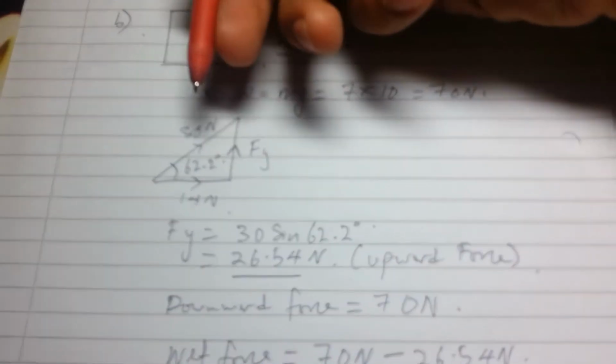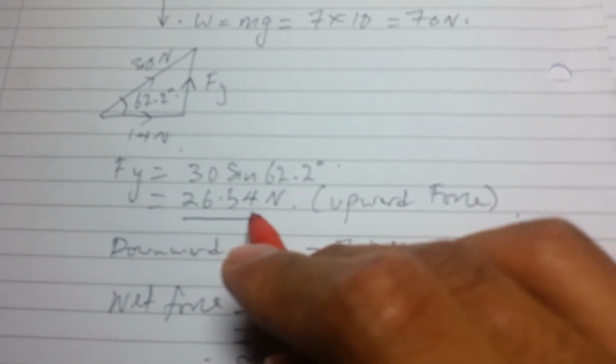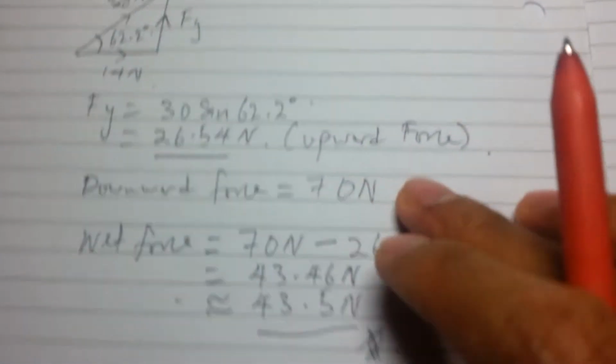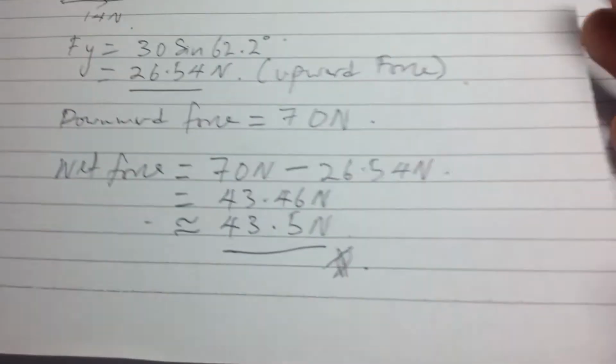If the downward force is 70 Newton, upward force is not 30, it is 26.54 Newton, as what we have found, right? So what is the net force? Minus. Right? It is that simple.